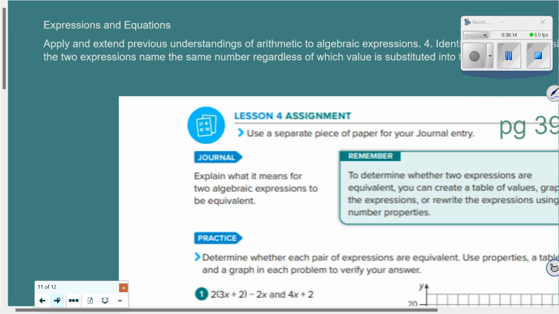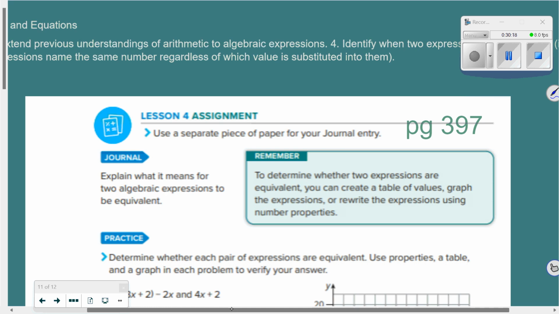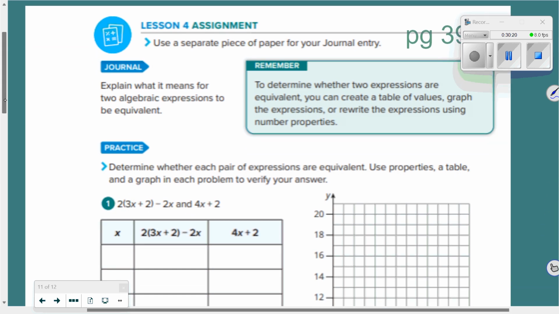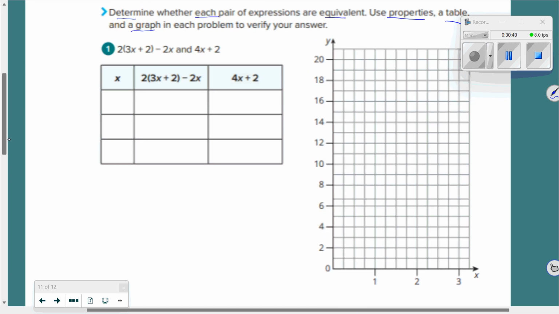Page 397. Explain what it means for two algebraic expressions to be equivalent. We've given you that answer 8 times in the lesson today. It should be a really easy journal entry. Right, here's where you really need to take note. Determine whether each pair of expressions are equivalent. Properties, a table and a graph. So they've given you the table and the graph. They did not give you the properties lines. Let me give you that.